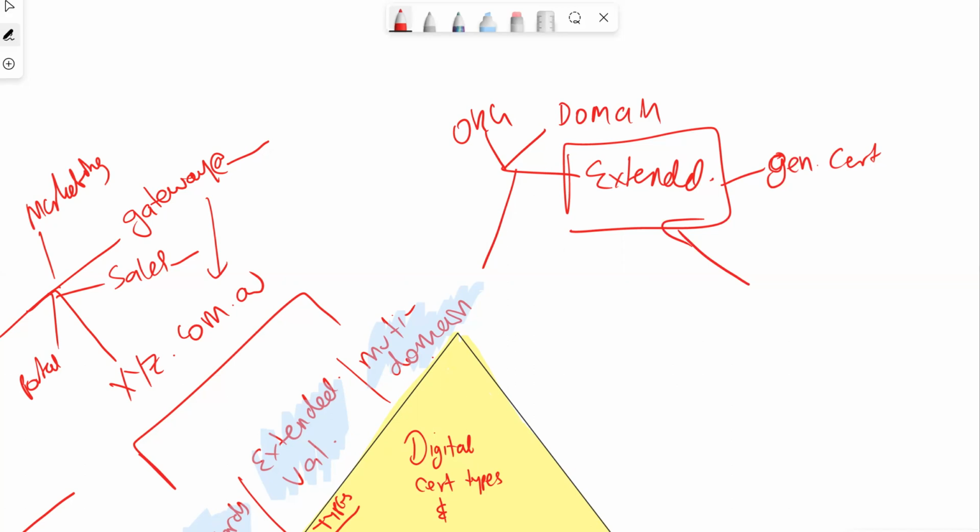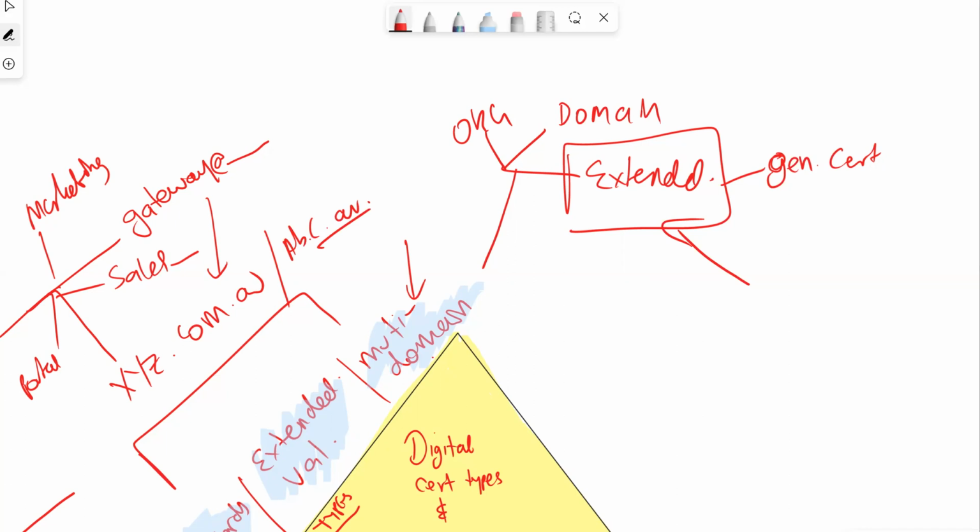Now, if we need to secure multiple domains across the environment, well, we'd then need to have a multi-domain certificate, right? So if we own different domains, if we own xyz.com.au and maybe we also own abc.com.au, well, then we will obviously need a multi-domain level certificate that can enable that to happen.